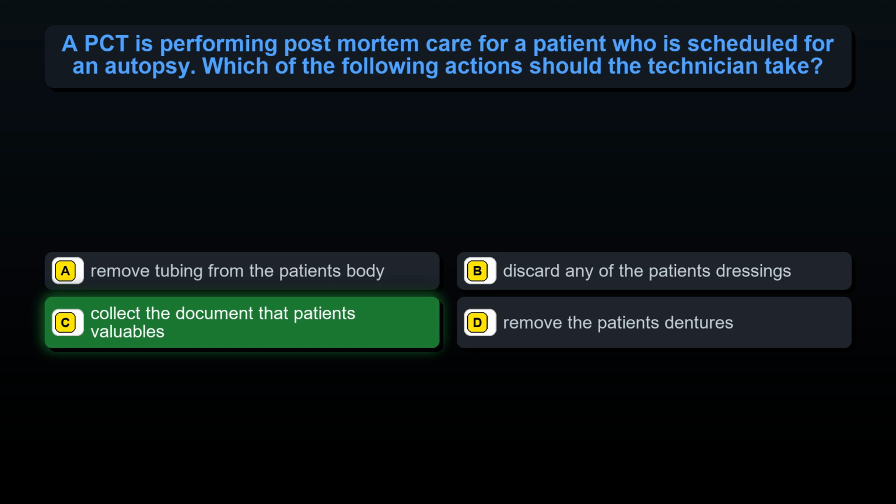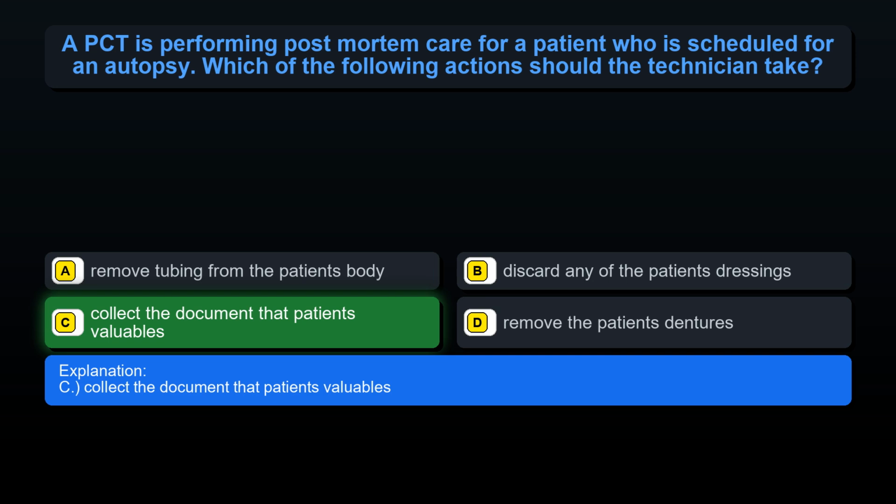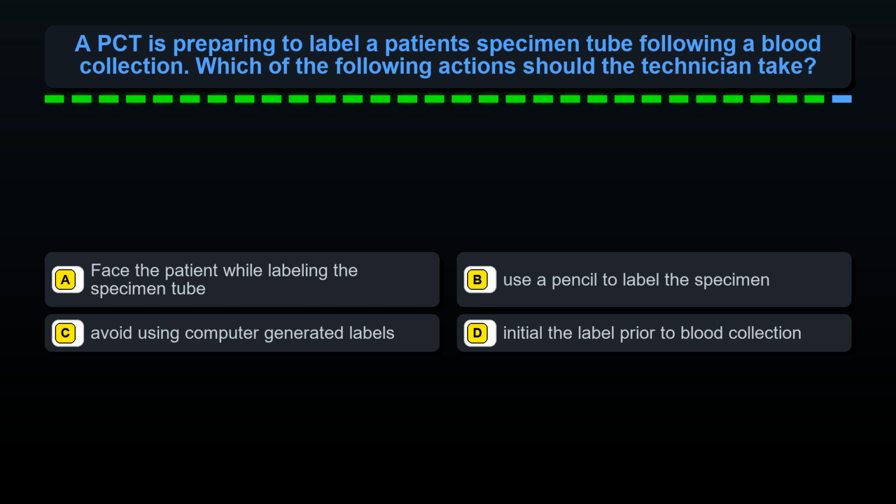The correct answer is option C. Collect and document the patient's valuables. Question 46. A PCT is preparing to label a patient's specimen tube following a blood collection. Which of the following actions should the technician take?